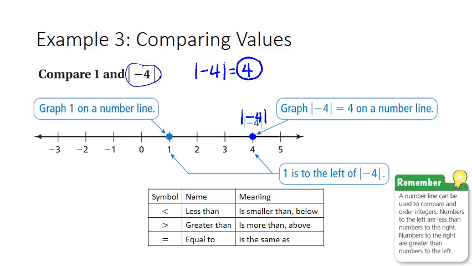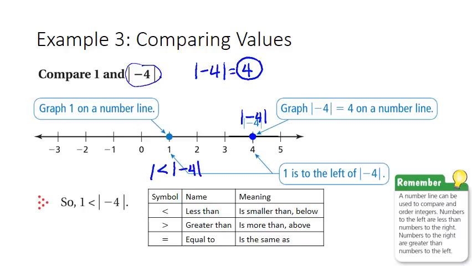Now as we look at these two numbers, we can say that the absolute value of negative 4, which has a value of 4 because it's 4 steps away from 0, is actually bigger than, or farther to the right of, 1, which means it's greater than. So we can compare these two numbers by writing the statement 1 is less than the absolute value of negative 4.